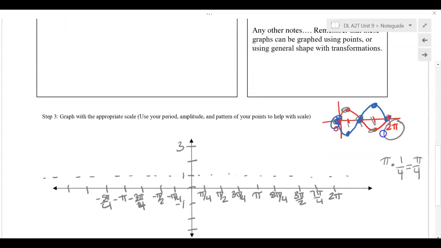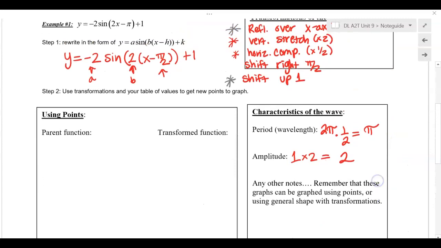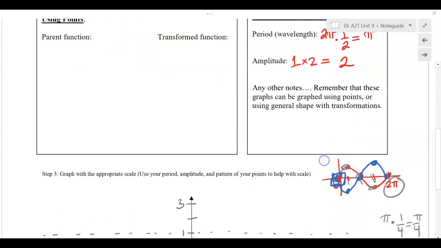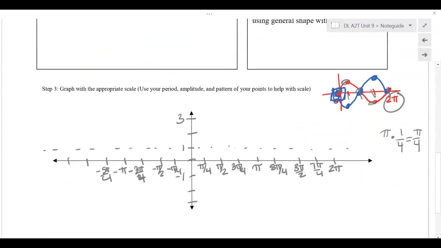So I normally am starting at an x value of 0. But notice this graph has been shifted right pi over 2. So I'm going to go over to pi over 2, and that's where I'm going to put my point on the midline. So that's this point right here. Then I'm going down, back to the midline, up, back to the midline. So I'm going down 2, because the amplitude here was 2, back to the midline, up, back to the midline. This makes one cycle, or one period, of this sine graph.